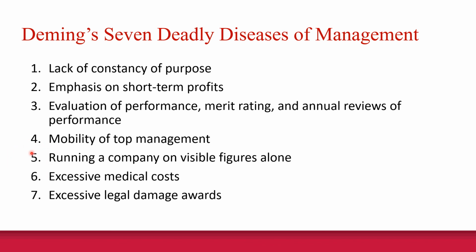Number 5 is running a company on visible figures alone. Number 6 is excessive medical costs, and that's even more true today. Excessive medical costs are driving a lot of companies into the red. In fact, they're bankrupting a lot of companies, having to carry medical costs because the medical costs have skyrocketed. The 7th one is excessive legal damage awards, and we've seen some of that in liability, where companies basically get sued out of existence due to poor management.